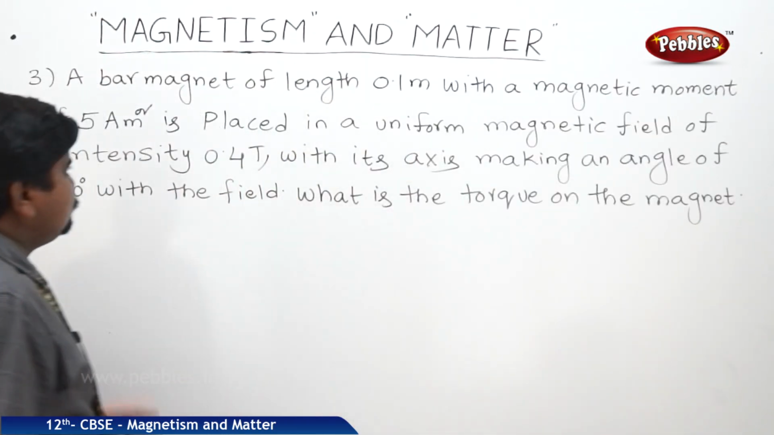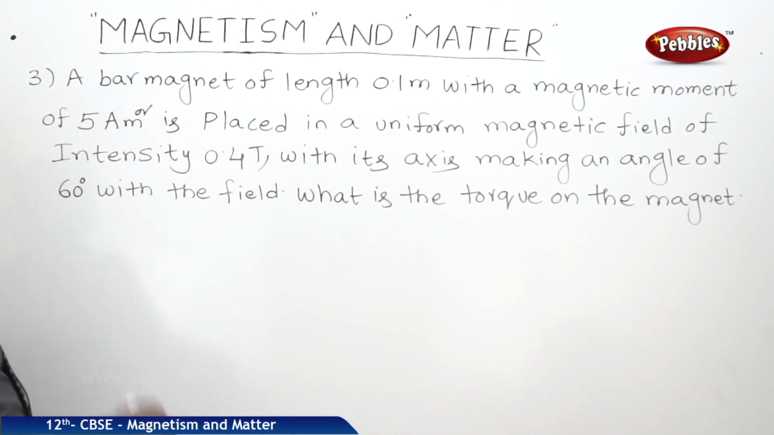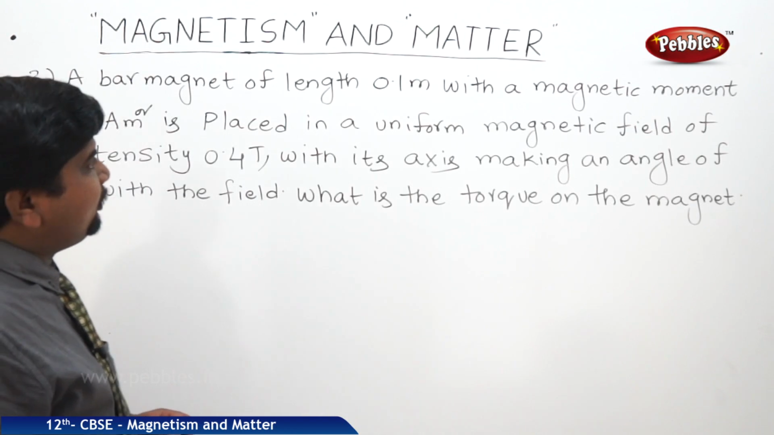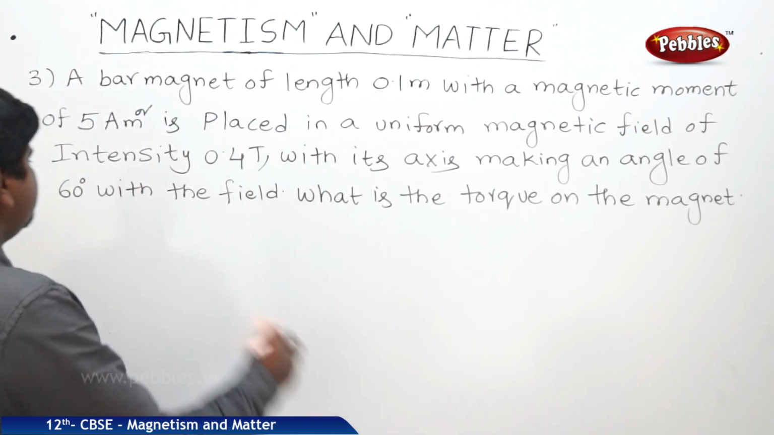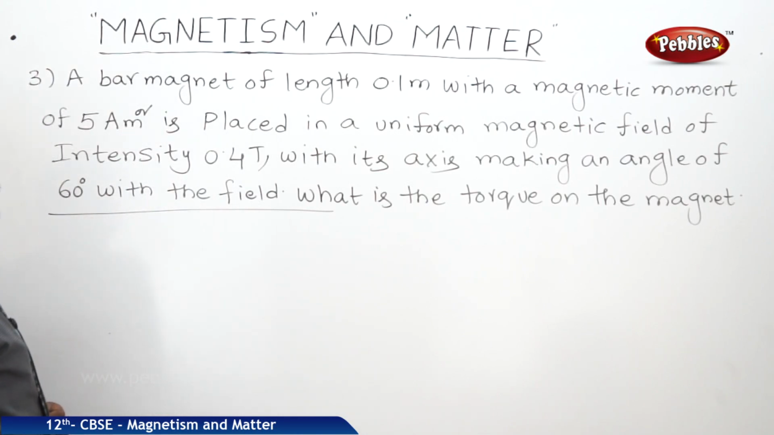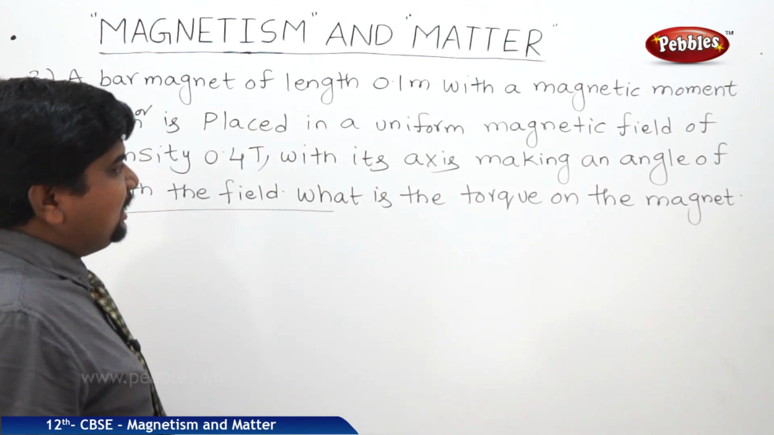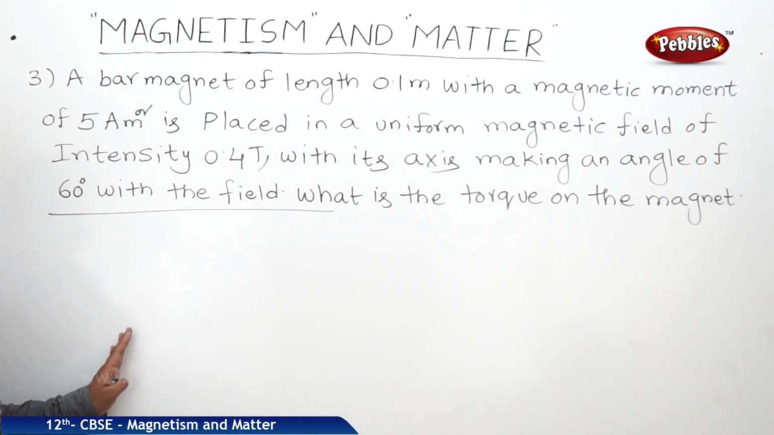So this is the problem which is used to find out the torque on the magnet. The content is a bar magnet of length 0.1 meters with a magnetic moment of 5 A m square is placed in a uniform magnetic field of intensity 0.4 Tesla with its axis making an angle of 60 degrees with the field. What is the torque on the magnet?